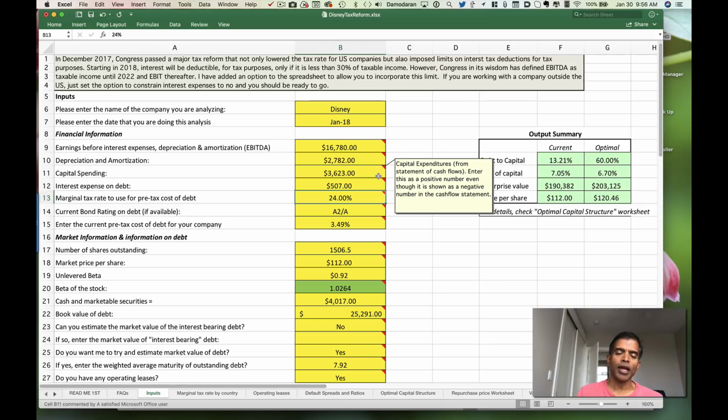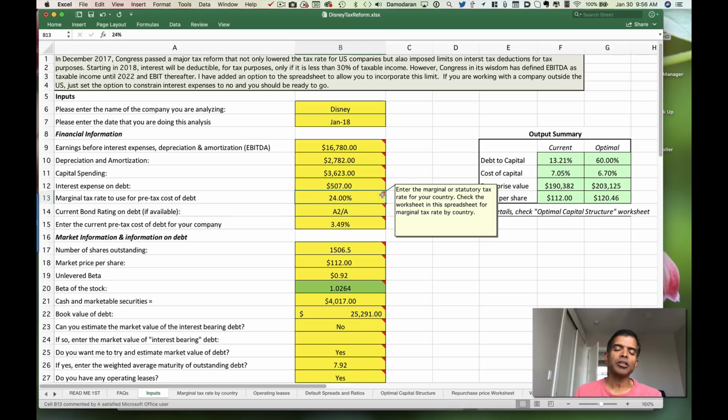Not the effective tax rate, but the tax rate that I should be applying to get your tax benefit from debt. For Disney, I'm going to use the marginal tax rate for the US. For most companies, I use the marginal tax rate, the statutory tax rate of the country in which the company is incorporated. And if you're interested in finding out what the marginal tax rate is for different countries, that's available on my website. You can look it up. It's not a big deal.